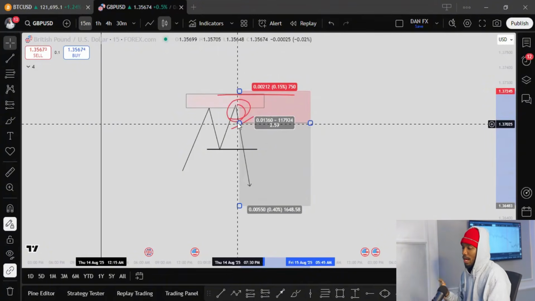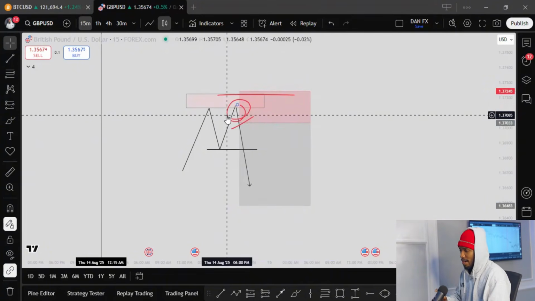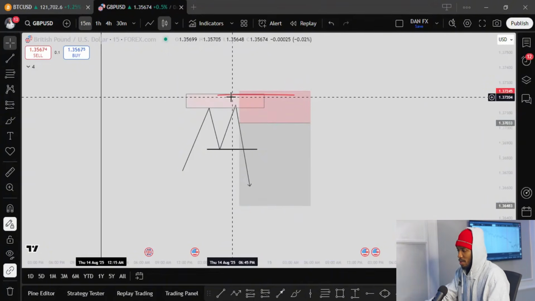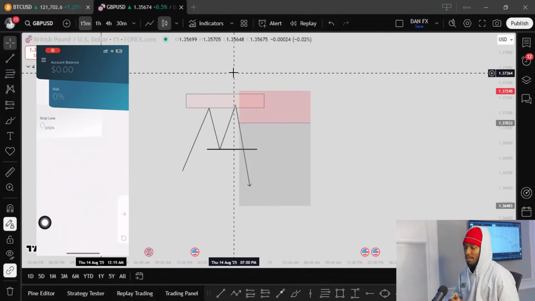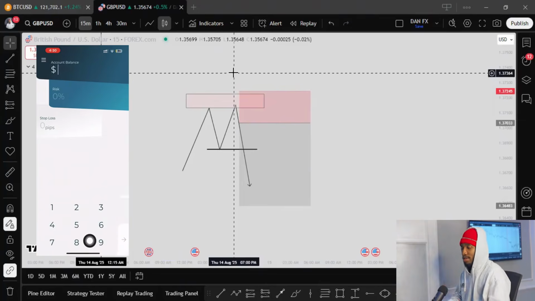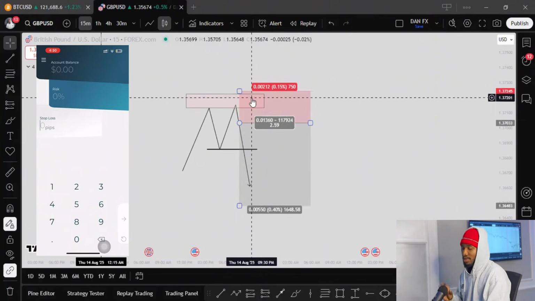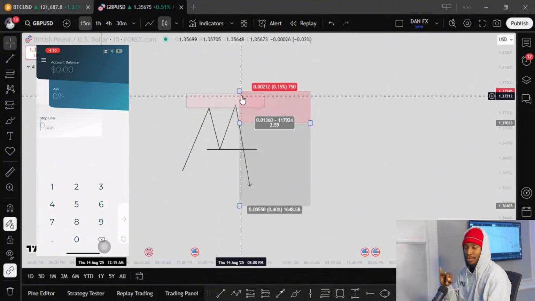So let's say I see an M formation like this, right? And I decide, okay, I want to enter this trade. What I'm going to do is calculate my lot size on my phone, and then enter the trade. And how do you calculate your lot size? You need 3 things. You need your stop loss, you need to know how much you're risking per trade, and then you need the currency pair that you're trading.